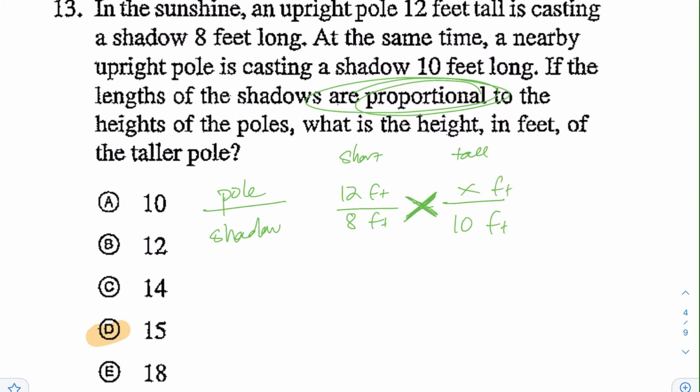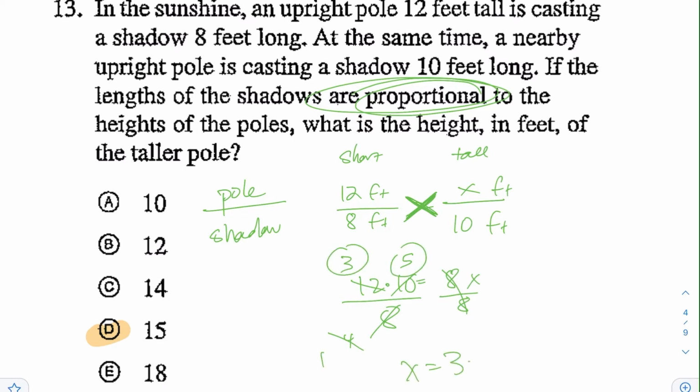So we just cross multiply here. 12 times 10 is equal to 8x, and you can divide by 8. And that means you can divide top and bottom by 2, by cross canceling, and 12 and 4 cancel again. So x is going to be 3 times 5, or 15, when you cross simplify. Choice D.